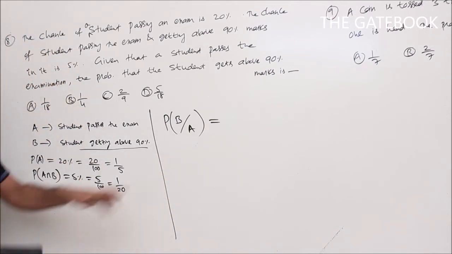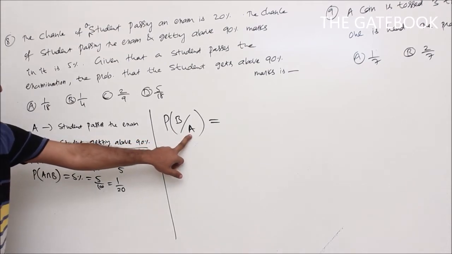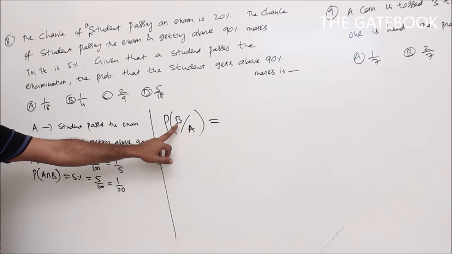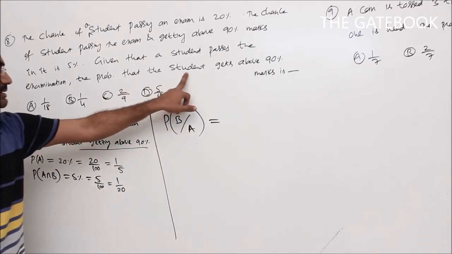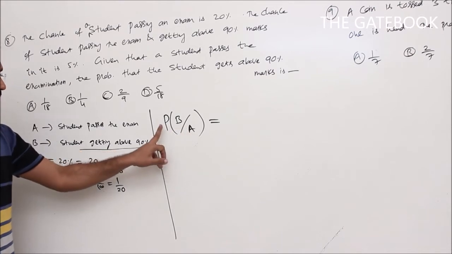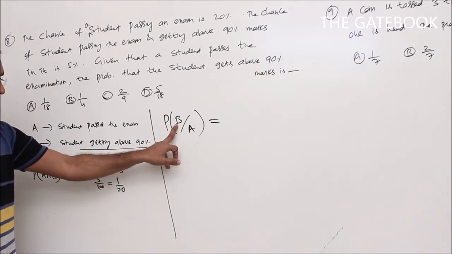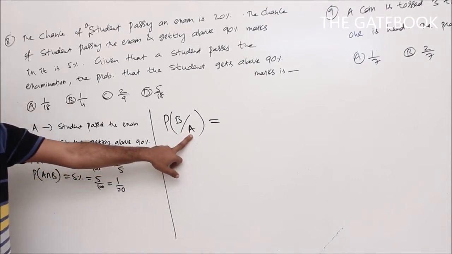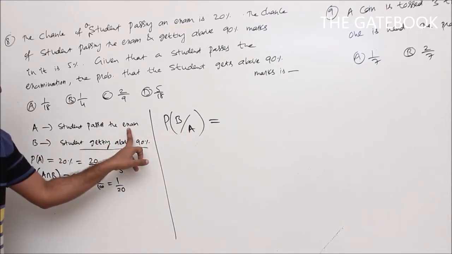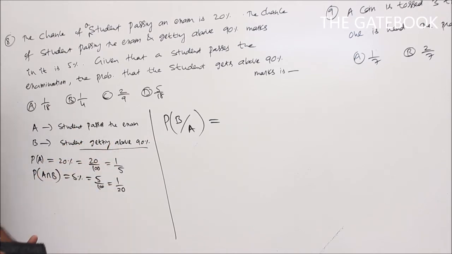See, P of B given A, what does it refer to here? P of B given A means the student passes the examination and gets above 90%. Student passes the examination means first you write A in the denominator. P of B given A means the probability of the event B happening under the condition that the event A has already happened. After passing the exam only, you will get above 90%.